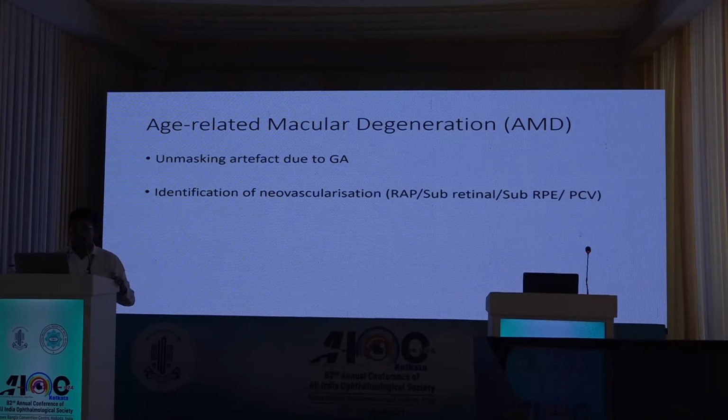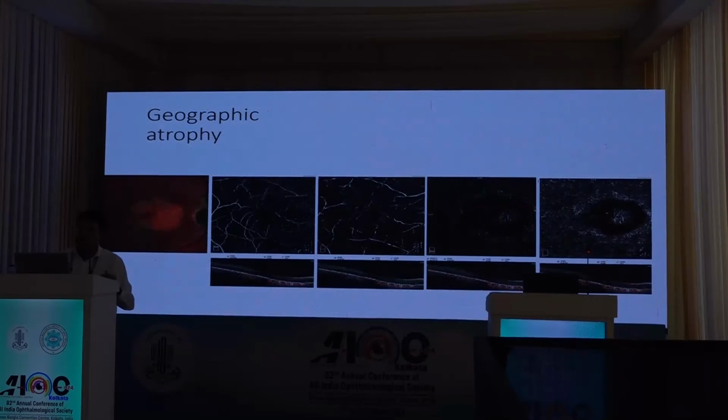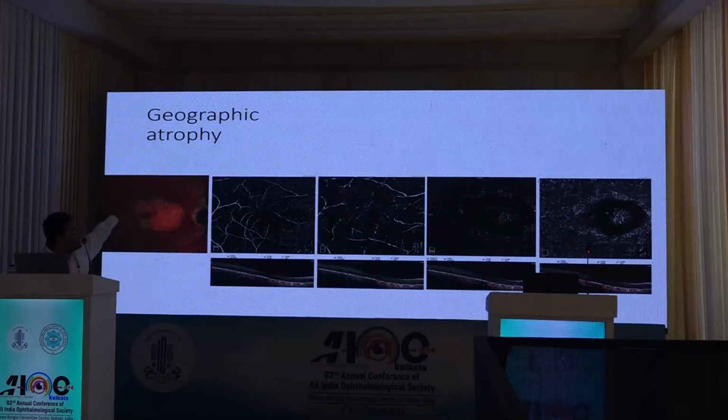Now, age-related macular degeneration is something very important, very commonly seen in day-to-day practice. What you need to understand is that there are two forms of age-related macular degeneration, the dry and the wet forms. The advanced stage of the dry form is what is called geographic atrophy. And then you have the advanced stages of the wet disease, where you tend to have macular neovascularization. Now let's look at a case of geographic atrophy.